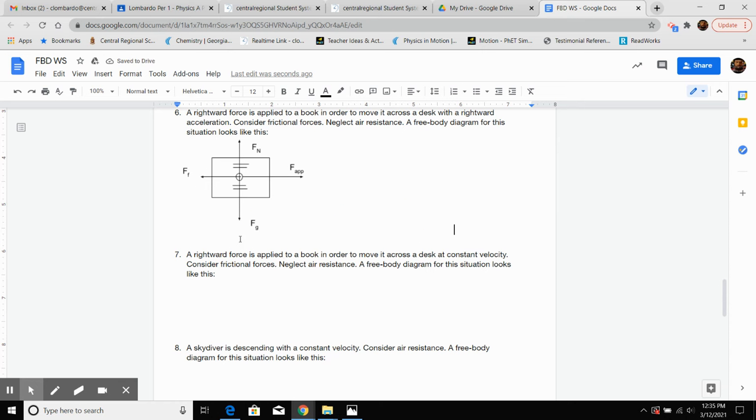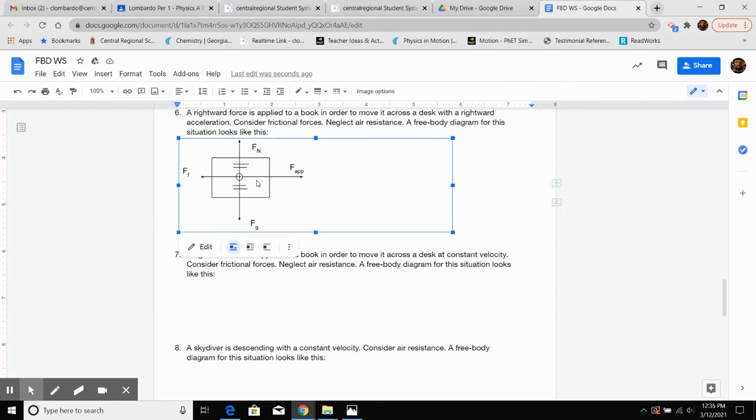Number 7, a rightward force is applied to a book in order to move it across a desk at a constant velocity. Again, consider friction forces, neglecting air. Okay, so it's going to be very similar to this.